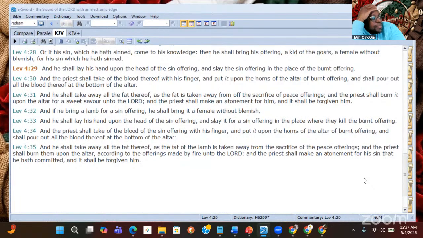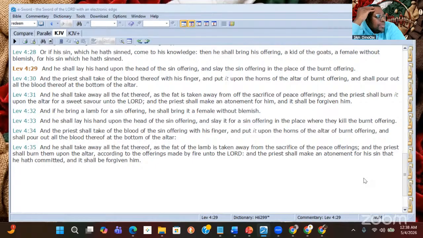And the priest shall take the blood thereof with his finger and put it upon the horns of the altar of burnt offerings, and shall pour out all the blood thereof at the bottom of the altar. And he shall take away all the fat thereof, as the fat is taken away from off the sacrifice of peace offerings. And the priest shall burn it upon the altar for a sweet savor unto Jehovah. And the priest shall make an atonement for him, and it shall be forgiven him.